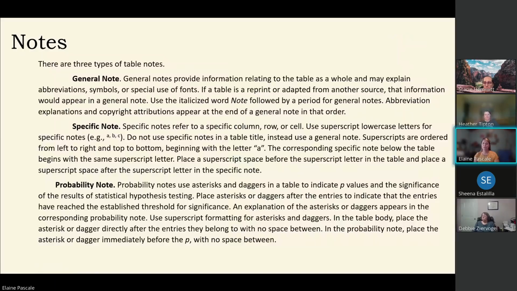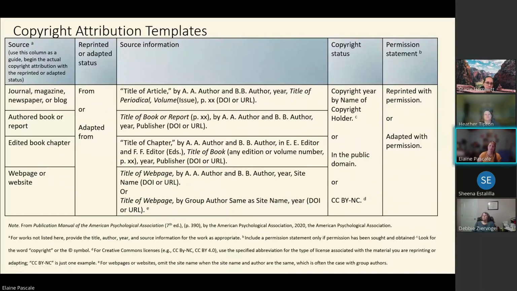There's a general note, a specific note, and a probability note. I'm not going to go into these in great detail. Again, we do have resources on this, but you would just have Note at the bottom in italics with a capital N, and then explain what the note is about. And the note just helps the reader.